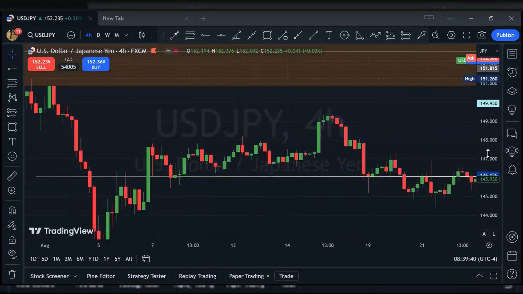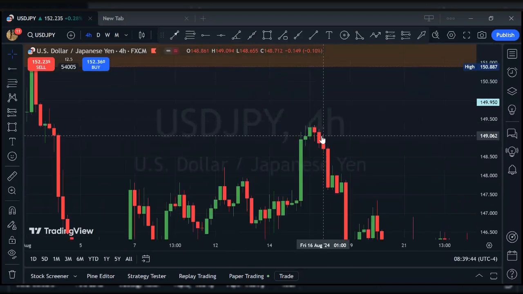I want to see a bullish candle, then price engulfs it. The next one opens, runs up, retests that zone. I'm taking the sell right there.